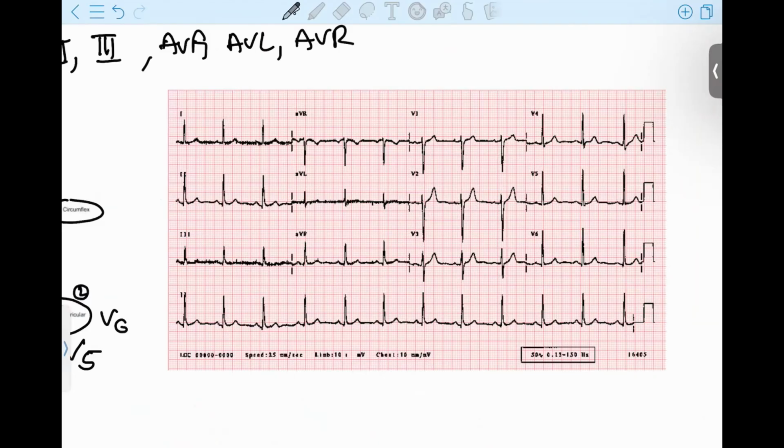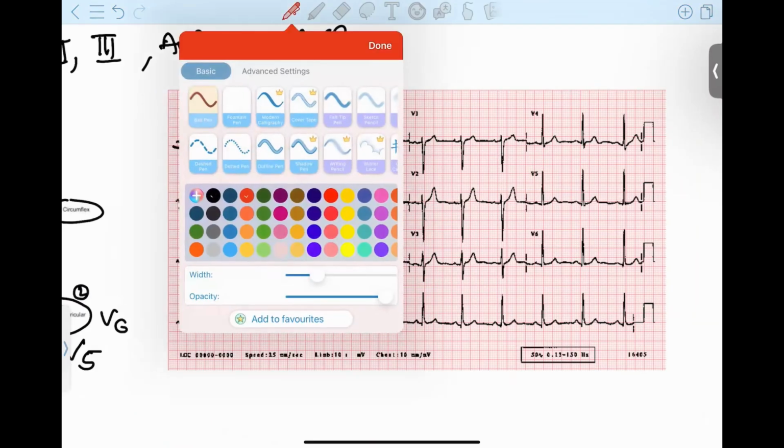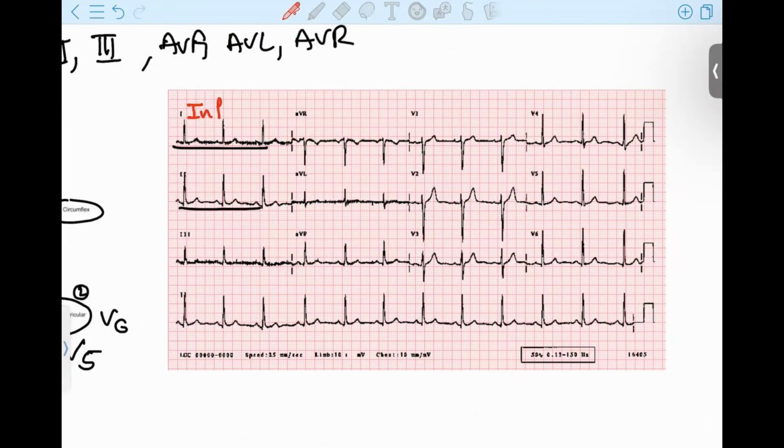Leads 1, 2 and AVF involve your inferior wall. And your V5, V6 will involve the lateral wall.